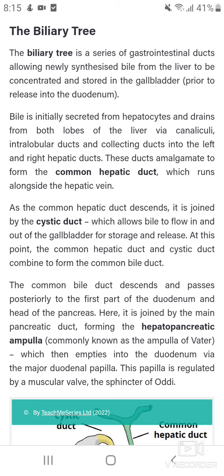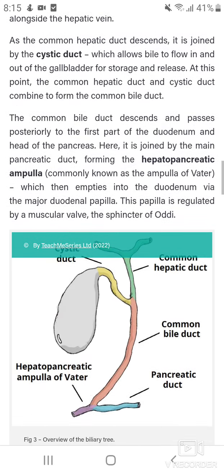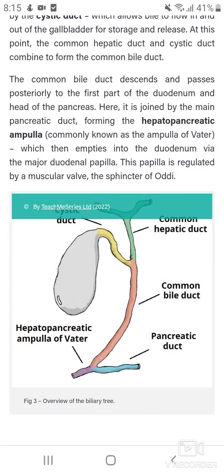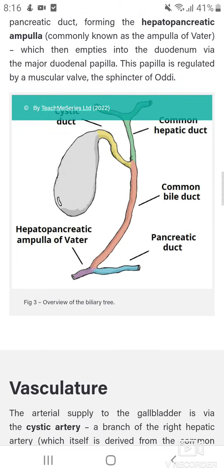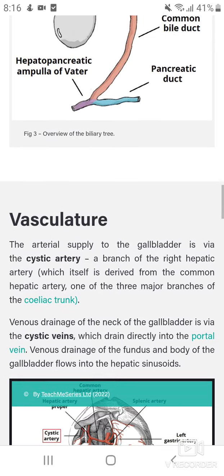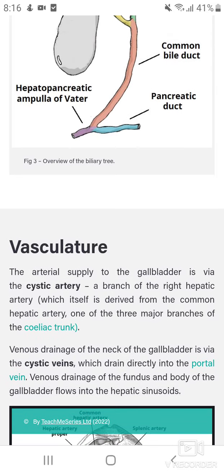It is joined by the main pancreatic duct forming the hepatopancreatic ampulla known as the ampulla of Vater, which then empties into the duodenum via the major duodenal papilla. This papilla is regulated by a muscular valve, the sphincter of Oddi. You can see clearly in this picture cystic duct, common hepatic duct, then bile duct, then hepatopancreatic ampulla of Vater and pancreatic duct. Next, we are discussing the vasculature.